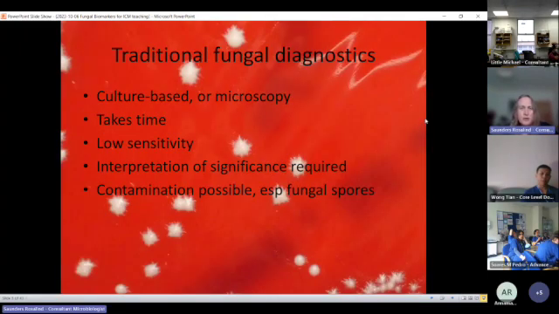So the traditional fungal diagnostics are either microscopy or culture-based. The background picture here is what Candida looks like on a blood agar plate: white colonies with little feet that protrude out from the edges. The disadvantage of this is that it does take considerable time.